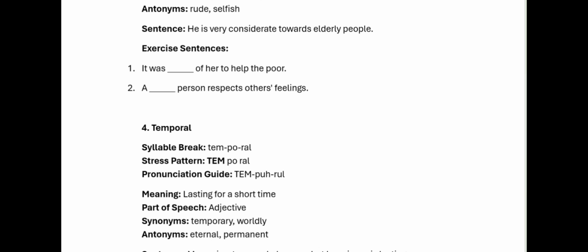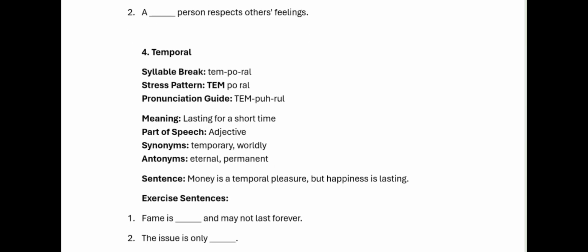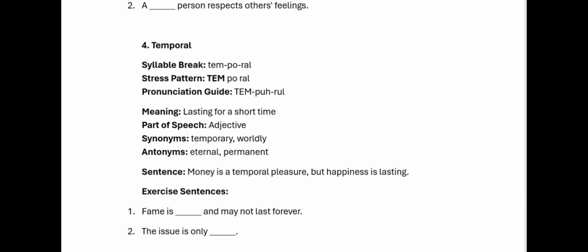Word 4 is temporal. We have the words with TEM which come under the category of time. Syllable break is 3: tem-po-ral. Stress is on the first syllable. The pronunciation guide teaches us it is temporal. The meaning of the word is lasting for a long time. No, it is lasting for a short time.